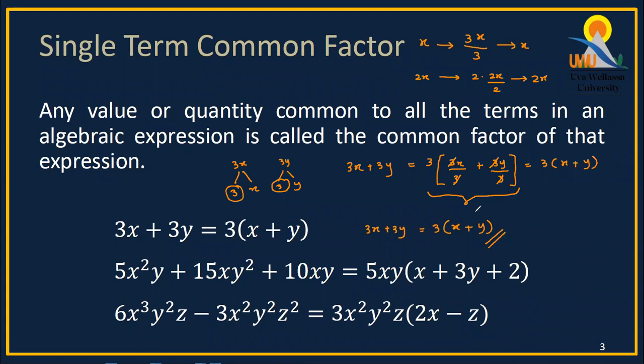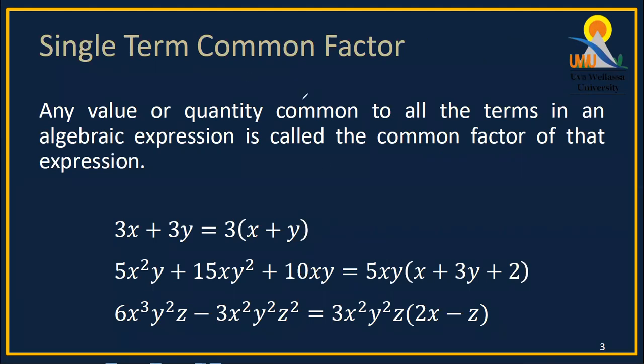This can also be considered as a single term common factor. It is because here we are not taking any of these additions or subtractions, what we are calling an algebraic expression, out of this initial quantity. Therefore, we are taking only a single factor. That is why we can call this type of problem a single term common factor.